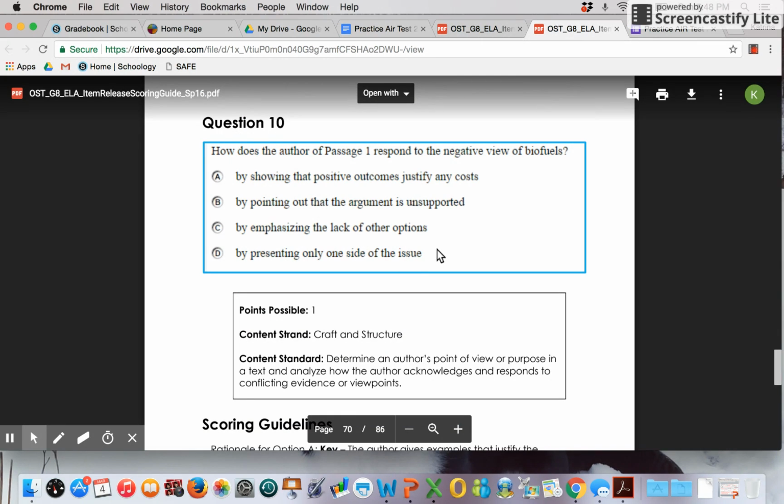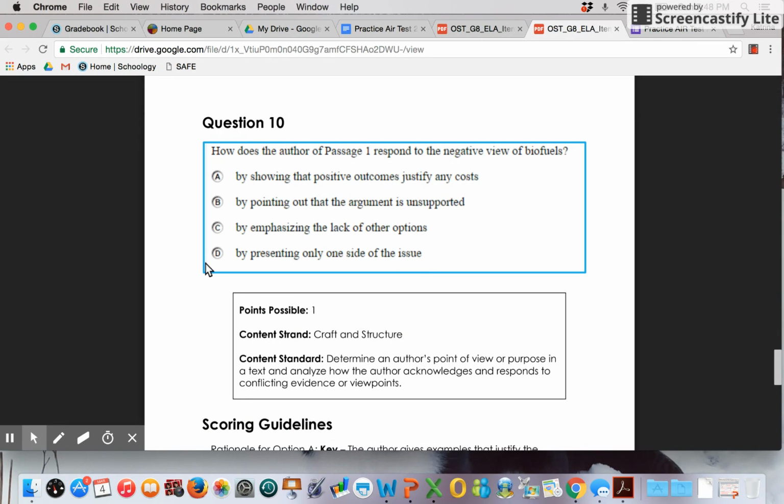Okay, so let's look back at our options. Let's start here at D. So you may select D because the passage does mostly focus on the positive aspects of biofuels. However, the author does acknowledge the cost of biofuels production. So it's not a one-sided argument. She takes the time to actually point out that it is costly. So that is not our answer.